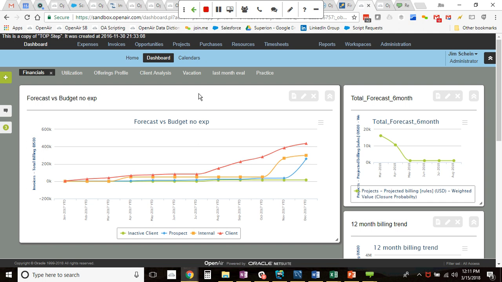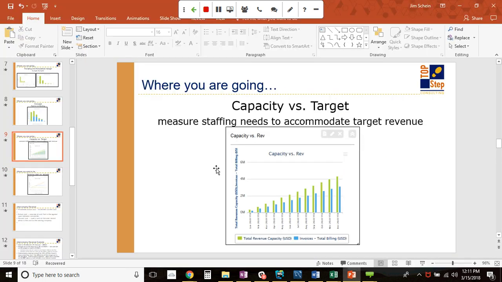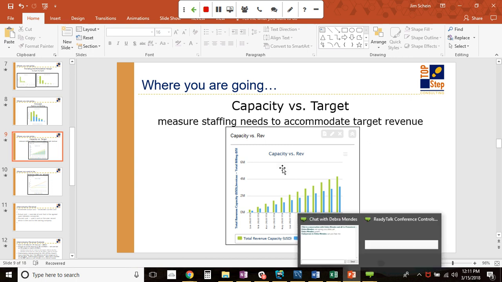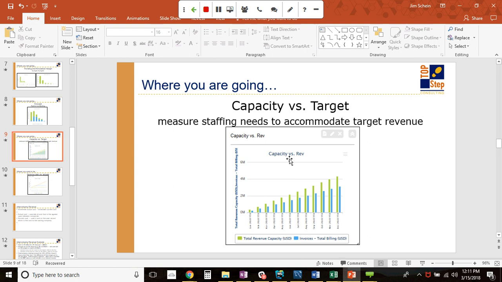So that's one of the reports that Jody was showing last week that we kind of wanted to go into a little bit of detail. This next one is also really useful in terms of measuring the health of your organization. We have a capacity versus revenue.